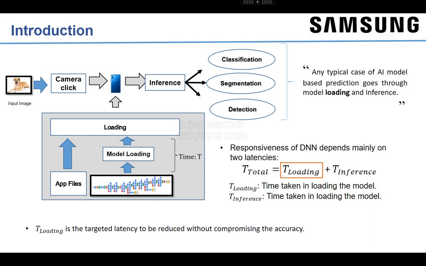So these two processes actually impose two latencies into the end-to-end responsiveness of a model. So T total is the T loading and the T inference. We are particularly targeting here reducing this loading latency, right? There has been a lot of work on inference latency, and people have been proposing solutions for optimizing the model, compressing the models to have a lower number of floating point operations so that inference can be improved. But there is very little work which actually deals with the loading time, reducing the loading latency, and this is one of it.